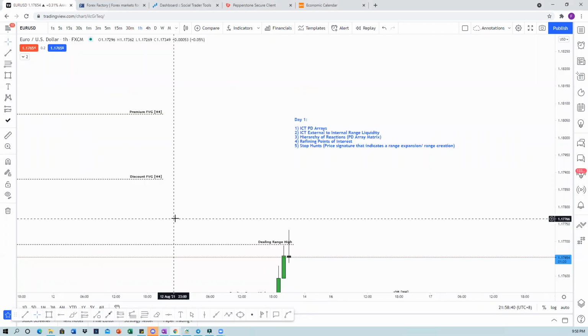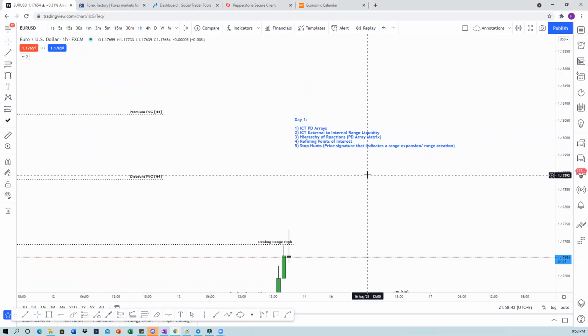Right, so that's pretty much it. Stop hunts, price signature, refining points of interest. You don't even have to go below the 5 minute like all of these people tell you to, and how they show it on social media. Hierarchy of reactions, PDRA matrix, know what you're looking for.